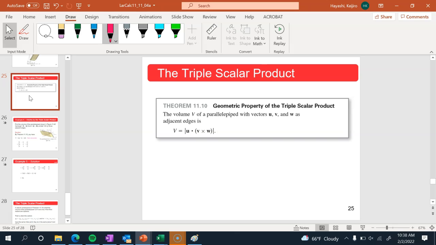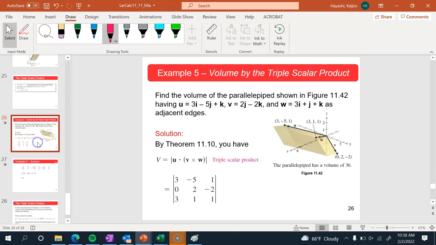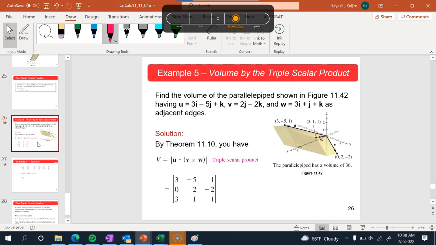The volume of a parallelepiped is given by the triple scalar product, u dot the cross product of v and w. And the absolute value bars are here just because sometimes what can come out is a negative number. All you care about is the magnitude of that number. So we'll give this a try.